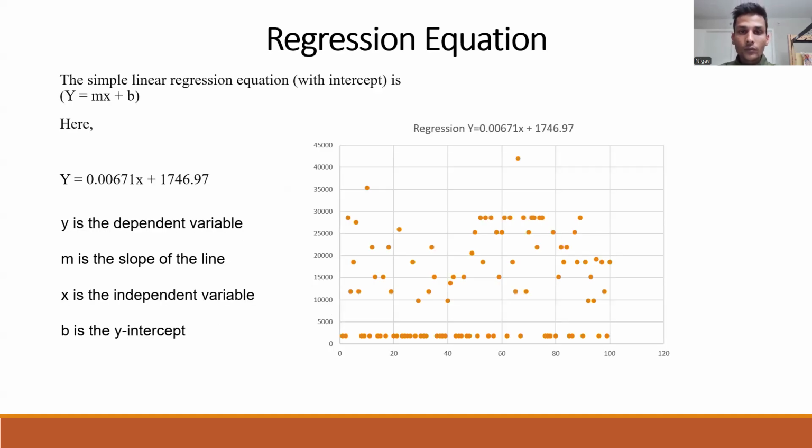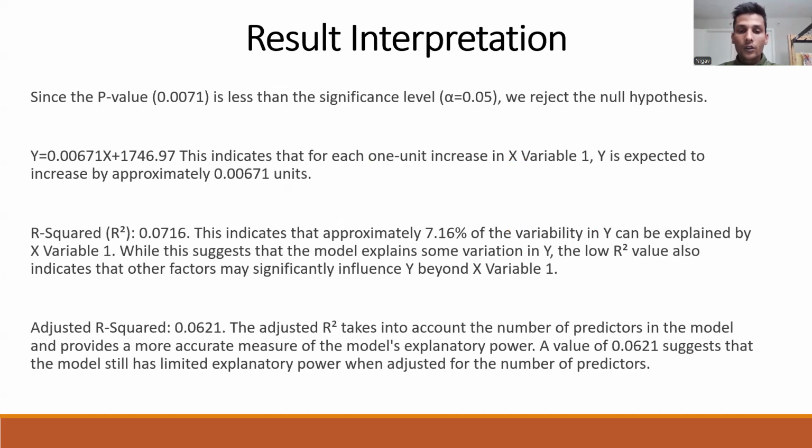After this, it's time for the regression equation. The simple linear regression equation with intercept is y equals mx plus b, where y is the dependent variable, m is the slope of the line, x is the independent variable, and b is the y-intercept. So the equation is y equals 0.00671x plus 1746.97.